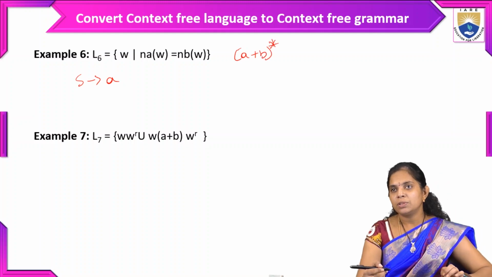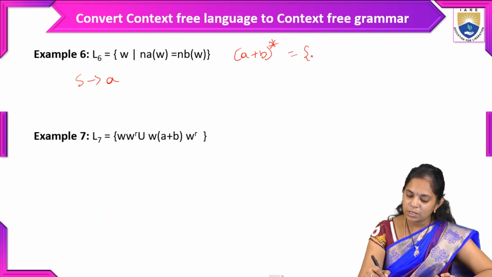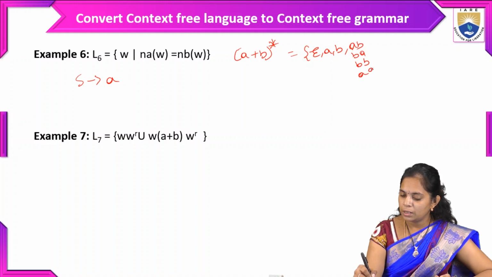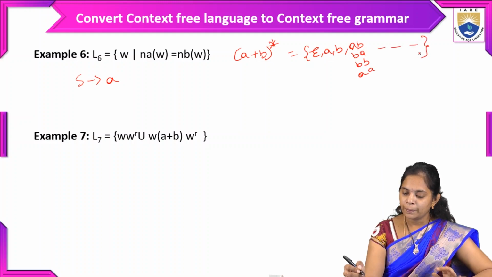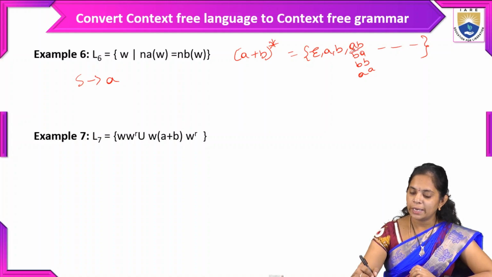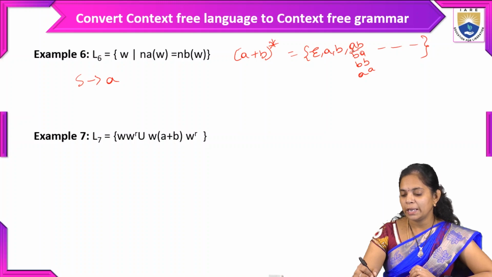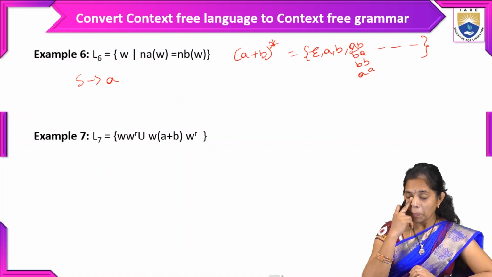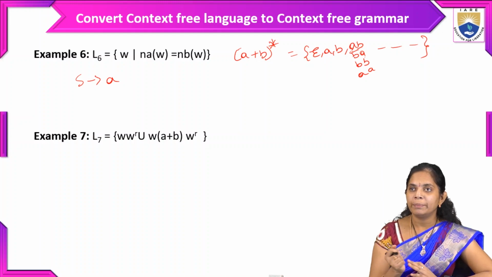So (A+B)*, just now we discussed the language: epsilon, A, B, AB, or BA, B and A, and so on, we will write. Here this kind of combinations we require, so that A starts with A is followed by B, or B is followed by A, or else only the A value or B value, like that.